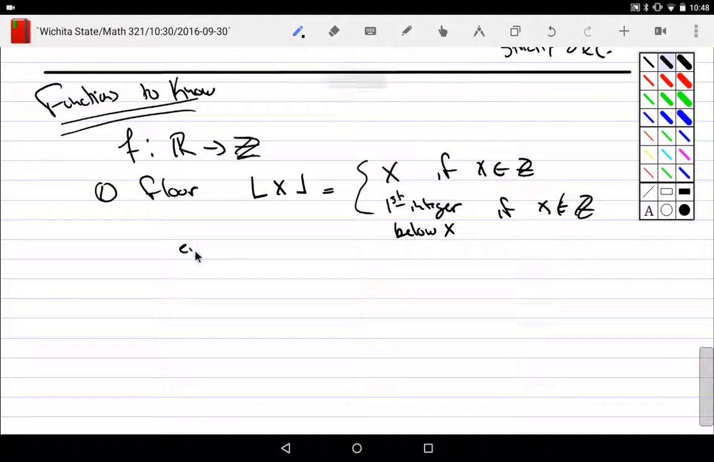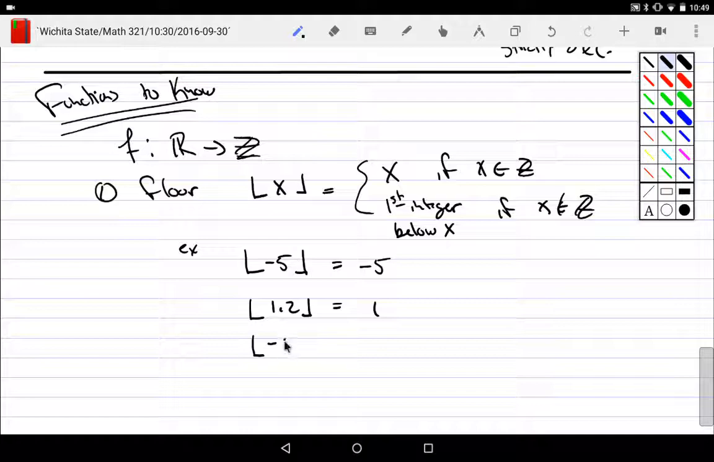So for example, what's the floor of negative 5? What's it do to ints? Nothing. What's the floor of 1.2? 1. What would be the floor of minus 1.001? Negative 2. It's the first integer to its left. Is everybody okay with that?